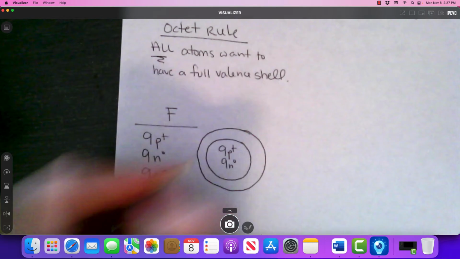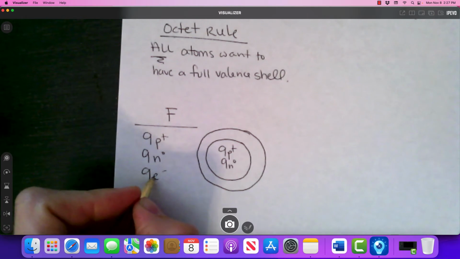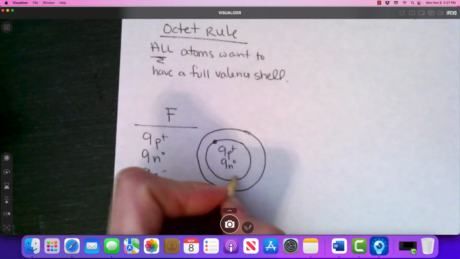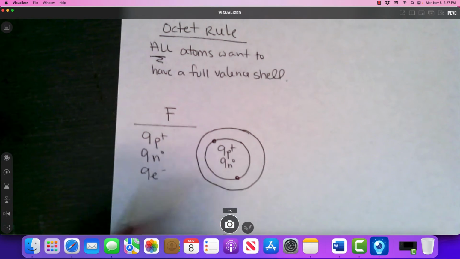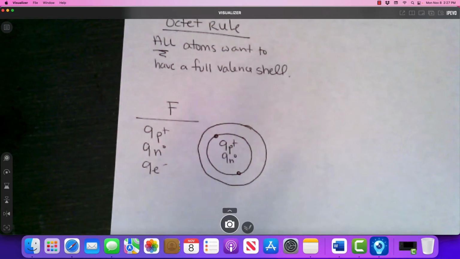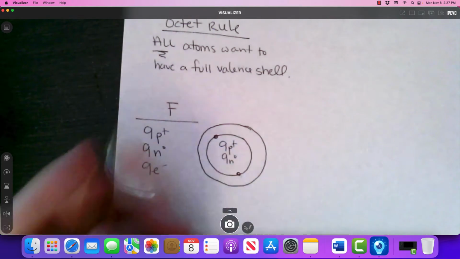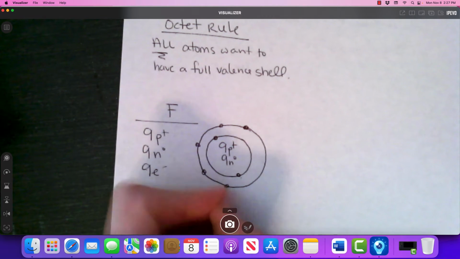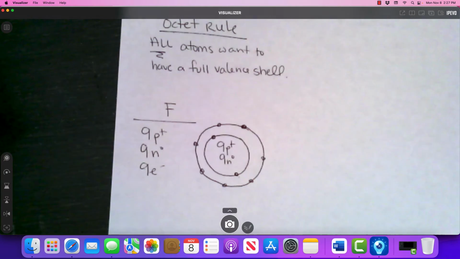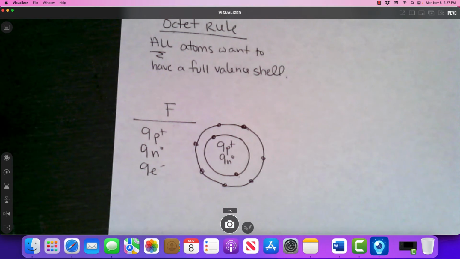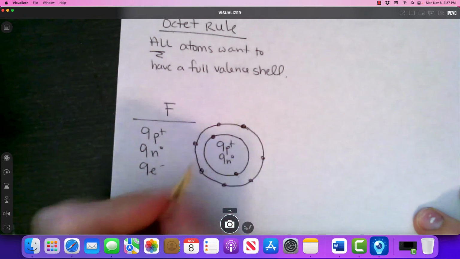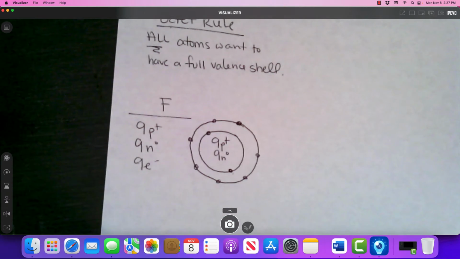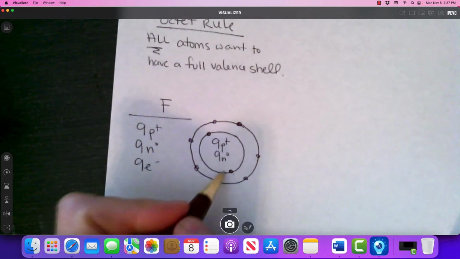Okay, so it tells me that I have 9 electrons. I can have 2 electrons in the first ring. Well, if it has a total of 9 electrons, that means I have 7 more to go because I've already placed 2. So I'll just put 1, 2, 3, 4, 5, 6, 7. Try to evenly distribute them around the second ring as best you can. All right, so that's a total of 9 electrons: 7 in the second ring and 2 in the first.